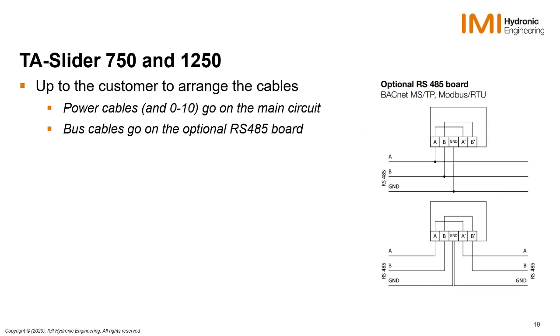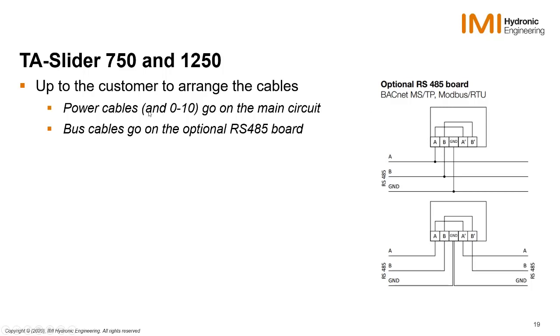For 750 and 1250, it's a bit different. Here we don't have the pre-made cables, the A, B, and C cable, but here it's up to the customer to arrange the cables. So just like for a Brain Cube that you want to use with Modbus RTU, there the customer has to get the twisted pair and power as well. So it's the same with the slider 750 and 1250. So there you have this RS485 board with your A, B, and ground or shield connection. So you have your twisted pair cable with your A and B signal that you connect into your board here on the slider 750 and 1250.